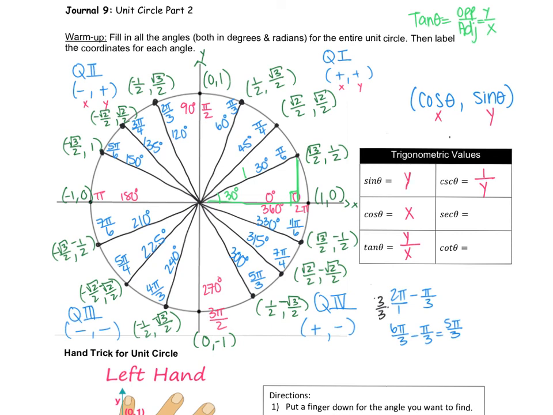There we go. And then for cosine, we can think of that as x over 1. So the secant is the reciprocal of that, which would be 1 over x. And then cotangent is the reciprocal of tangent, so that's going to be x over y. And that's all the trig values here.